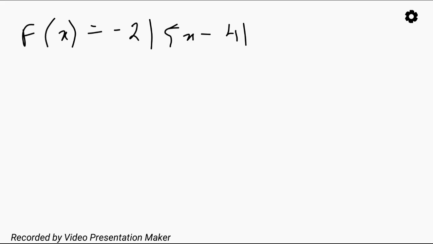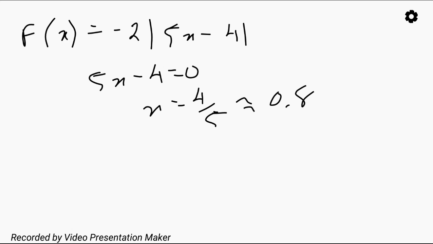So first of all, we need to find our breakpoint. To find our breakpoint, we just need to get what is in the modulus symbols, equate it to 0 and solve for x. So we're going to say 5x minus 4 is equal to 0. From this, x is equal to 4 over 5, which is equivalent to 0.8. So this is our breakpoint.